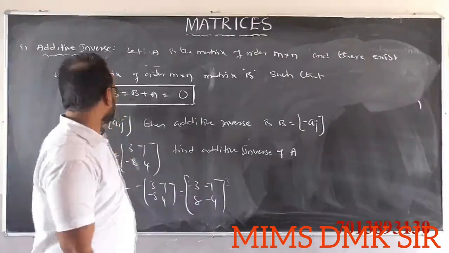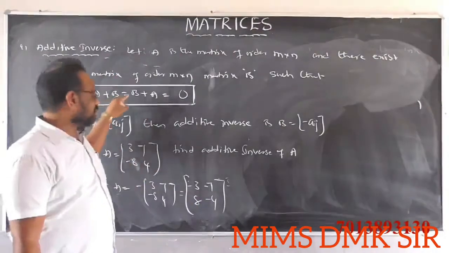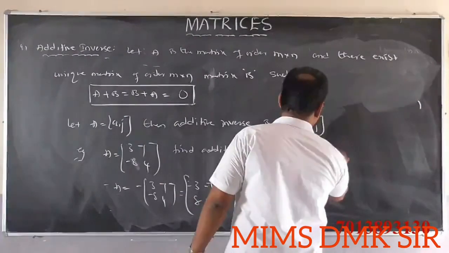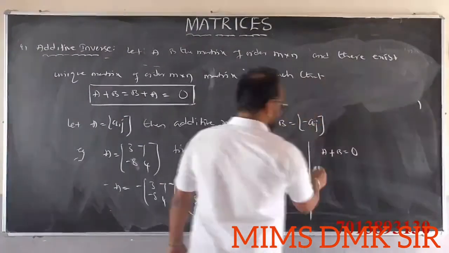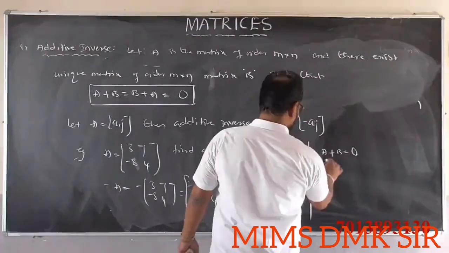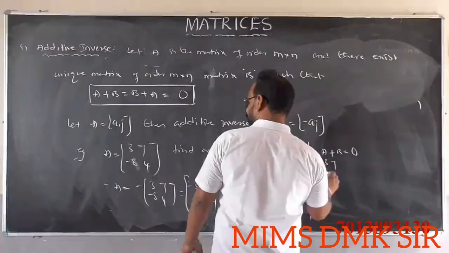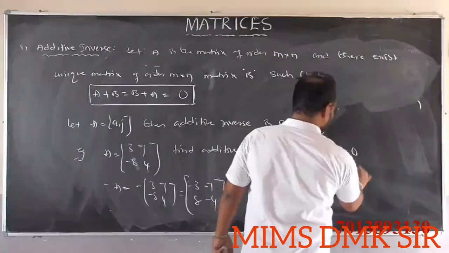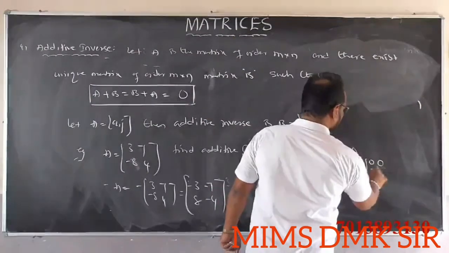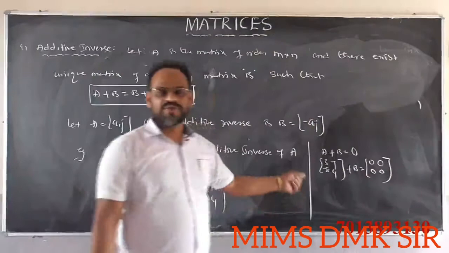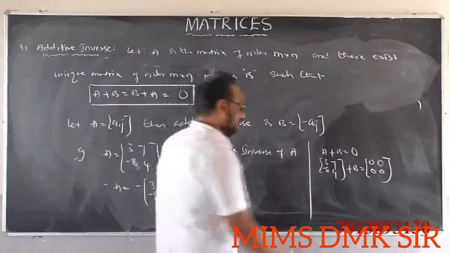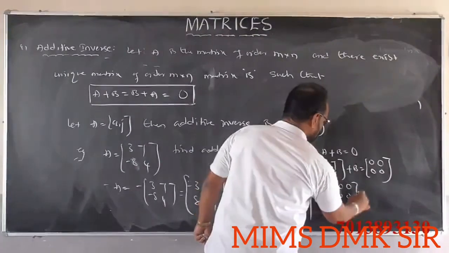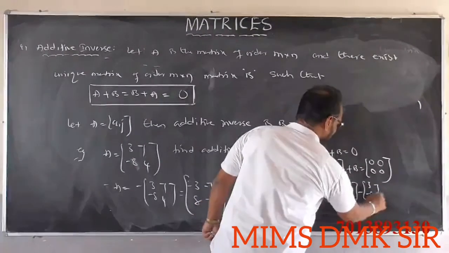Observe here, otherwise we get A plus B is equal to 0. A value is clearly already known, [3, 7; minus 8, 4], plus B is equal to 0, meaning the null matrix. We want matrix B. Matrix B is clearly equal to [0, 0; 0, 0] minus [3, 7; minus 8, 4].